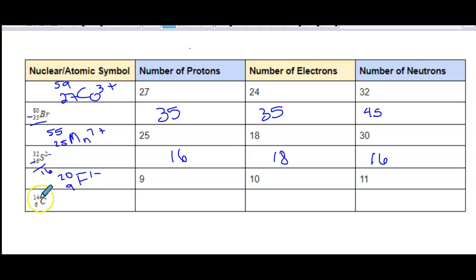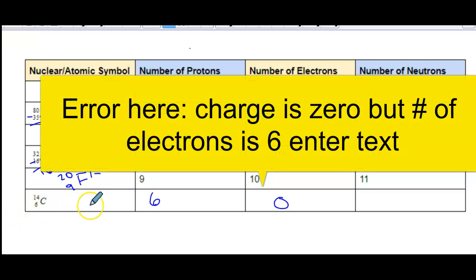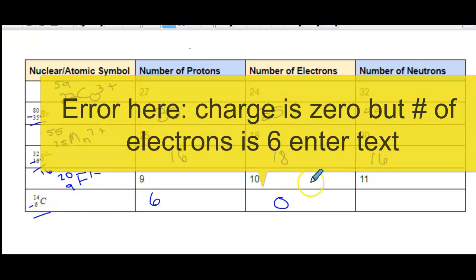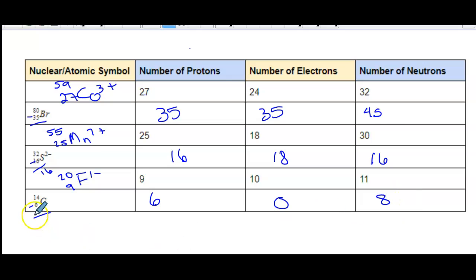Next is carbon. So 6 tells us it's the protons. And then I know that the electrons are 0 because there's no charge on this. There's no plus or minus right here. And I can turn this into a subtraction problem to figure out that I have 8 neutrons. Remember, neutrons, I can take my nuclear symbol to figure out my neutrons.